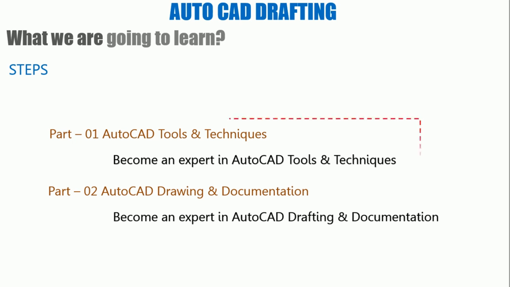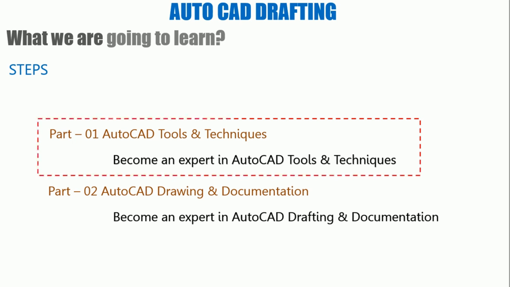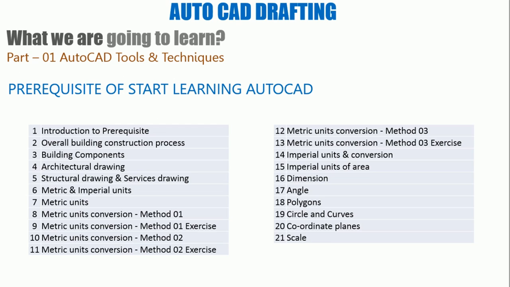As a first step, we are starting Part 1. Since we are starting the course with freshers, we don't expect any previous knowledge requirement, so we teach each and everything. That means whatever things you require to learn this subject, we define as prerequisites, the prerequisites of starting to learn AutoCAD. So here we learn various things. The first thing is the introduction to prerequisites, which is what I am doing now.